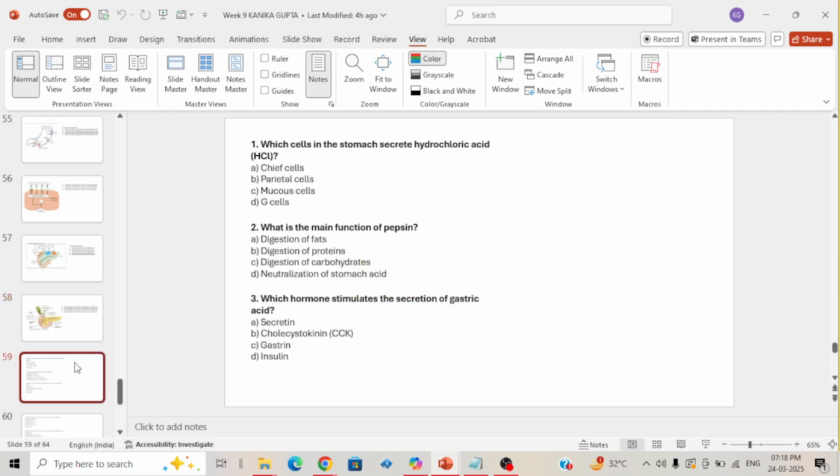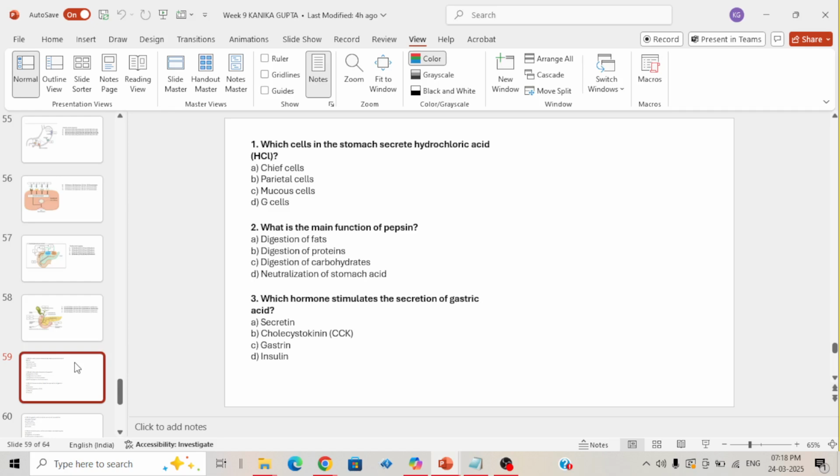So let's move towards some more questions that I have brought for you. Which cell in the stomach secretes hydrochloric acid? We have discussed it so many times, so I hope you will give the right answer. Parietal cells. Perfect. So the answer is B, parietal cells.